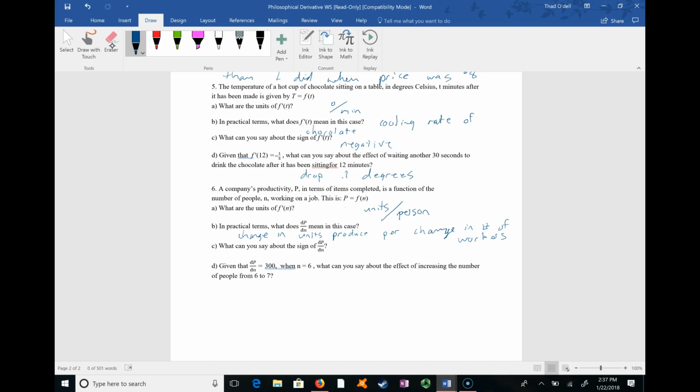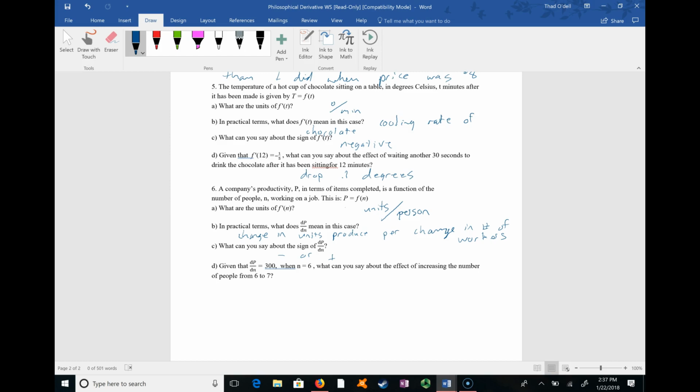What can you say about the sign? I think this arguably could be negative or positive, because if you get too many people in there working, they could get in the way of each other, and it could go down. Or if you don't have enough people, you just don't have enough people to run it. So it depends on where you're at. It could be negative or positive.